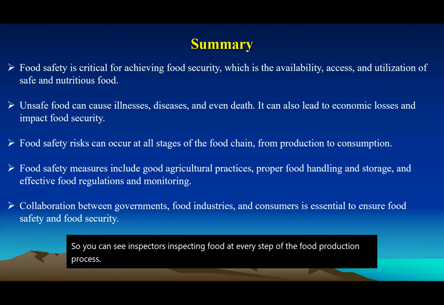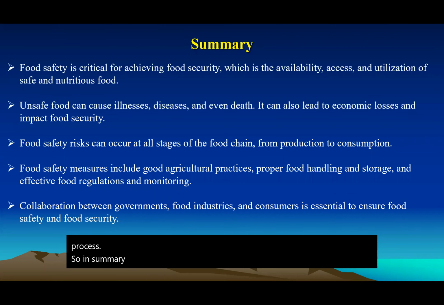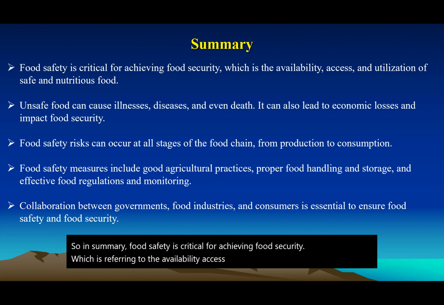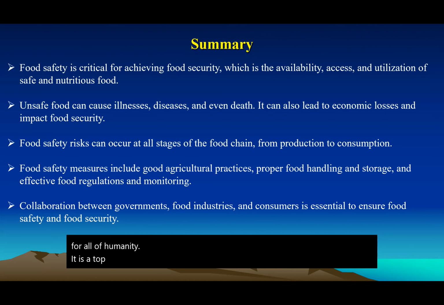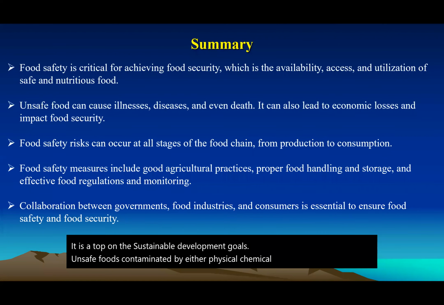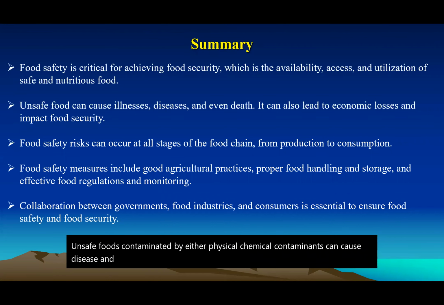So in summary, food safety is critical for achieving food security, which is referring to the availability, access, and utilization of safe and nutritious food for all of humanity. It is top on the Sustainable Development Goals. Unsafe foods contaminated by either physical or chemical contaminants can cause disease and even death. And this is leading to a lot of economic loss the world over.